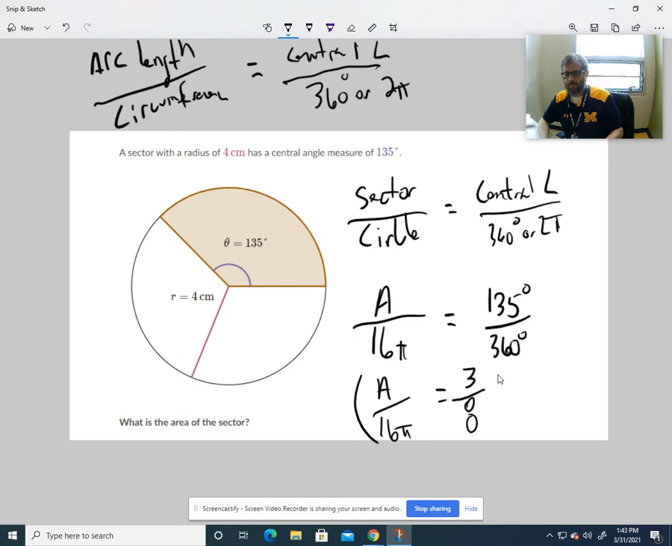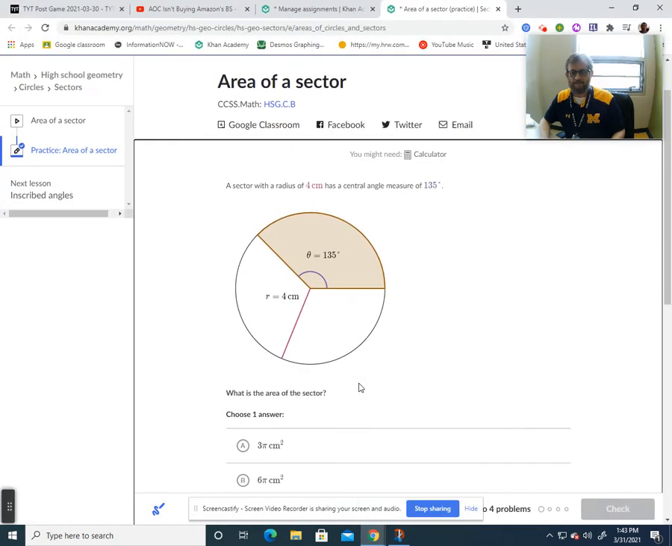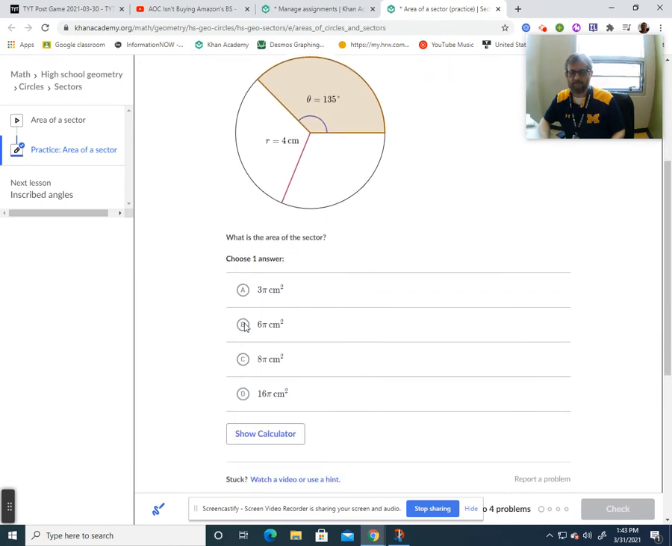And now once we're here, again, we've done this a lot. You multiply by your two denominators. On this side, the 16 pi's cancel, so you're left with 8a. On this side, the 8's cancel, so you're left with 48 pi. And then you divide by 8, and so we get 6 pi. And this one's multiple choice even, right there, it's 6 pi.